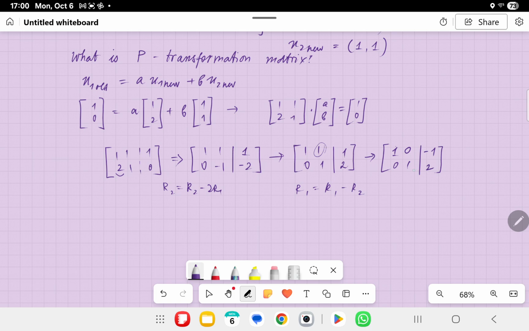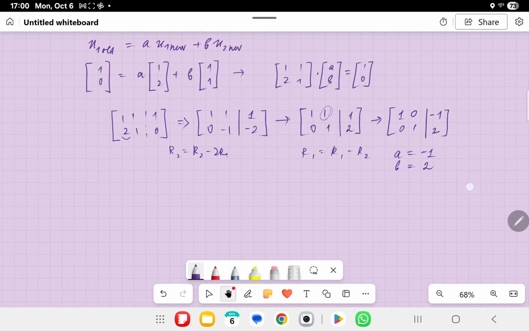Well, it looks like I solved it. My unknowns are A and B, so A is equal to minus 1, and B equals 2. That's my solution. So these are my first coordinates, which are going to make the first column of my matrix P. Now I just need to repeat this process a second time, and the new vectors are going to be the same. The only thing that is going to change is the right side.